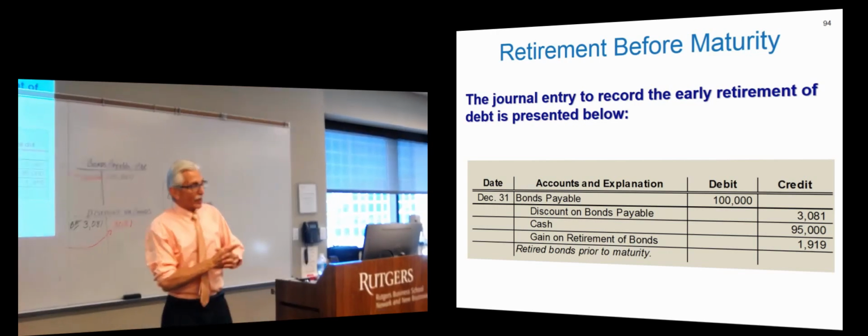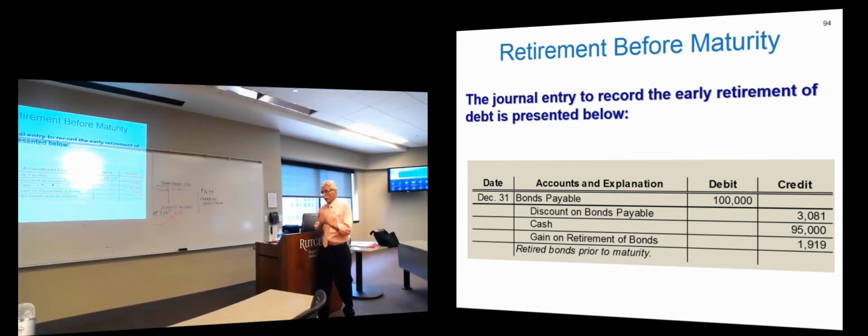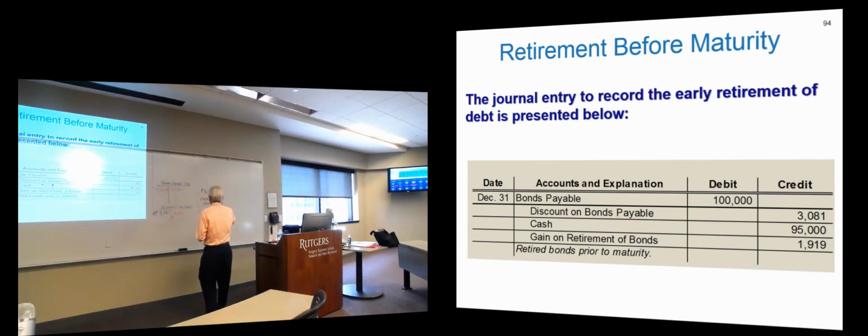So early retirement or early extinguishment of debt. You pay more, you got a loss. You pay less, you have a gain. You have to remove the par, any discount, or if there's a premium, you have to remove the premium as well. If you paid more than 96,919, you would debit the loss.